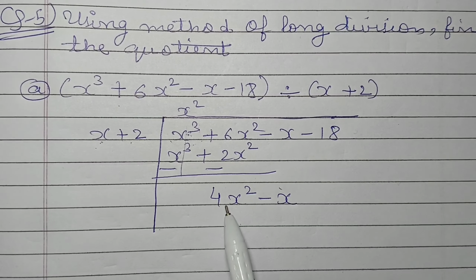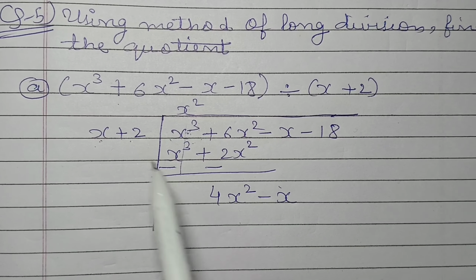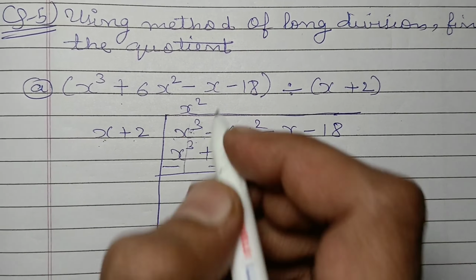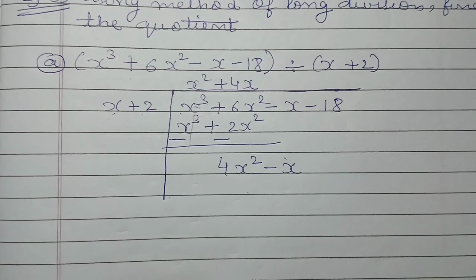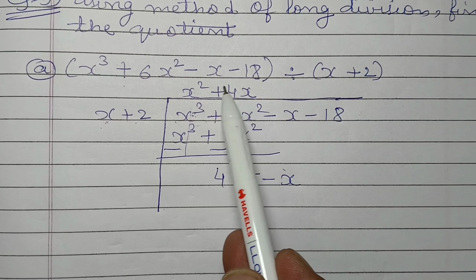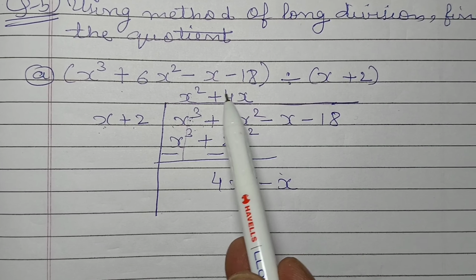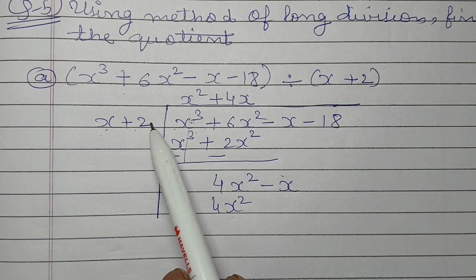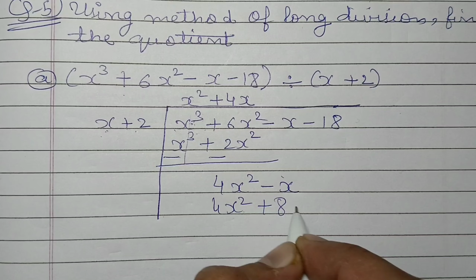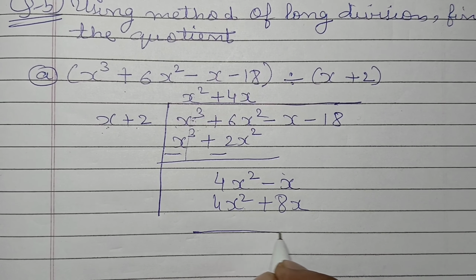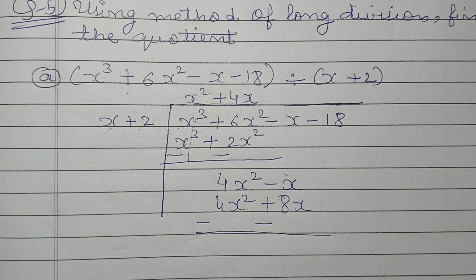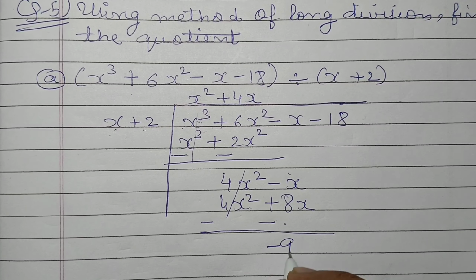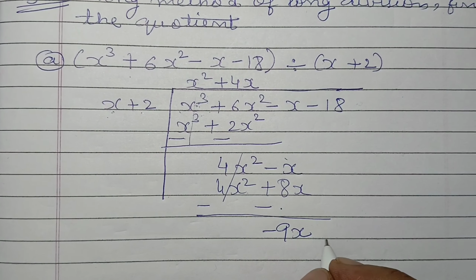Now I have to divide the first term of this dividend with the first term of the divisor. If I divide 4x square by x, the remaining will be 4x. So I write plus 4x here. Now I multiply this plus 4x with both terms. 4x times x gives 4x square, and 4x times 2 gives 8x. Now I subtract both these, so these will be cut. Here minus x minus 8x gives me minus 9x, and minus 18 will come down.